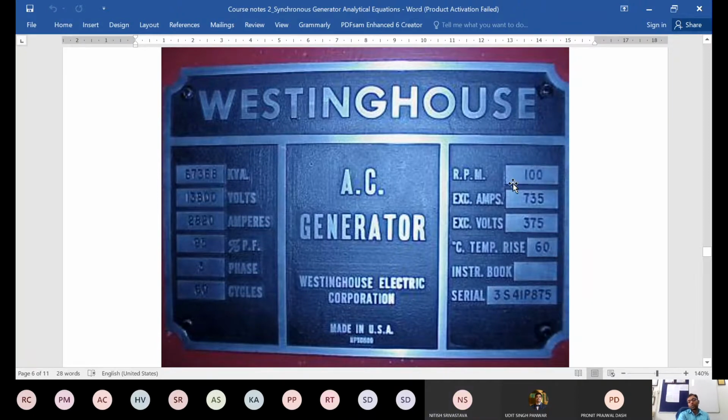And so what might be the application where this machine is used? Based on this, what can you say? For small power generation. Small power generation? By the way, the rating of the machine is 67 MVA, so not really small. Small hydro, it can be used for? Sir, for hydro generation. Correct.